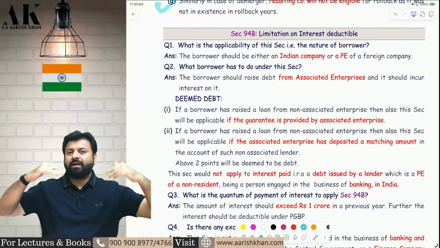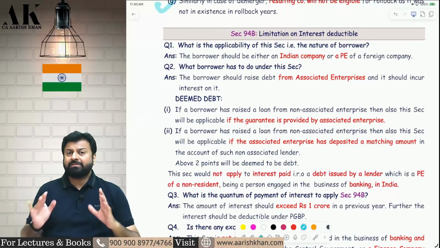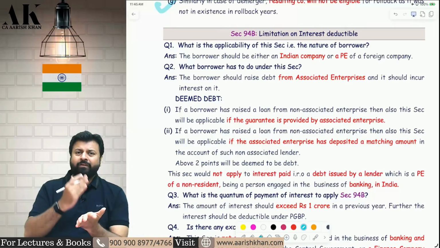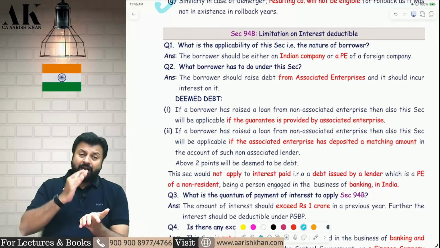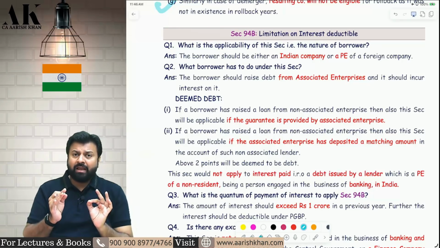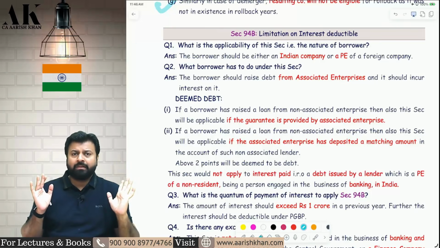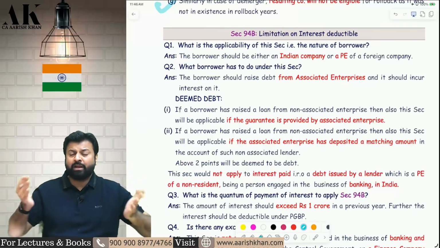See, suppose you are paying interest of 150 crore to your associate entity. But the arm's length interest is only 100 crore. So 100 crore will be allowed as per transfer pricing. So again I am saying you are paying 150 crore to your associate entity, but arm's length price is only 100 crore. Therefore only 100 crore will be allowed as per what? As per transfer pricing. 50 crore will be disallowed.